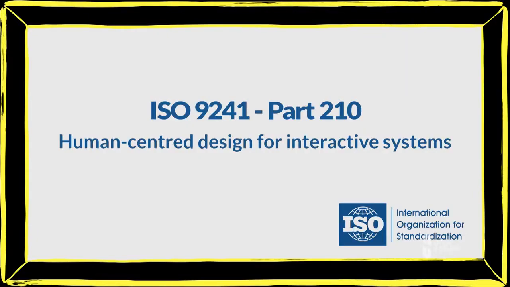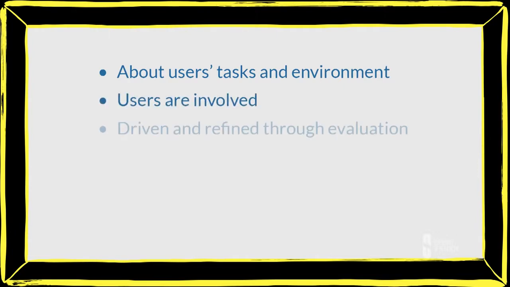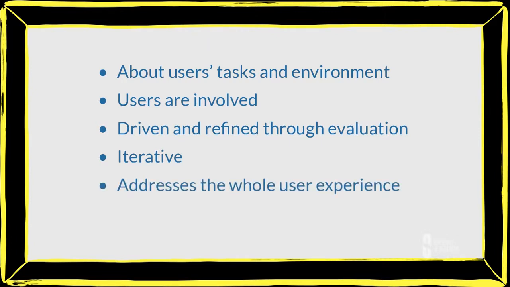It's also worth noting there's an ISO standard for human-centered design. It's 9241 Part 210. And it comprises 6 key principles. It's about the user, the task, and the environment. Users are always involved in the process. The design is driven and refined through evaluation. It's an iterative process. It addresses the whole user experience, and the team is multidisciplinary.